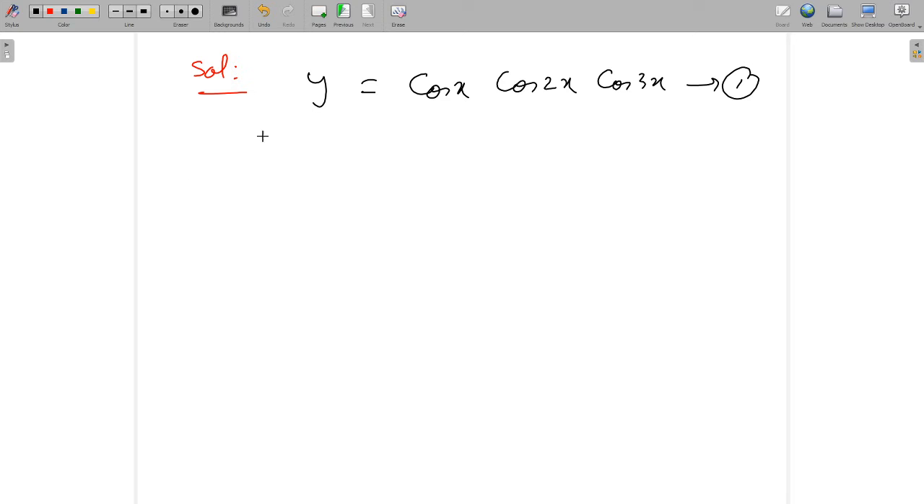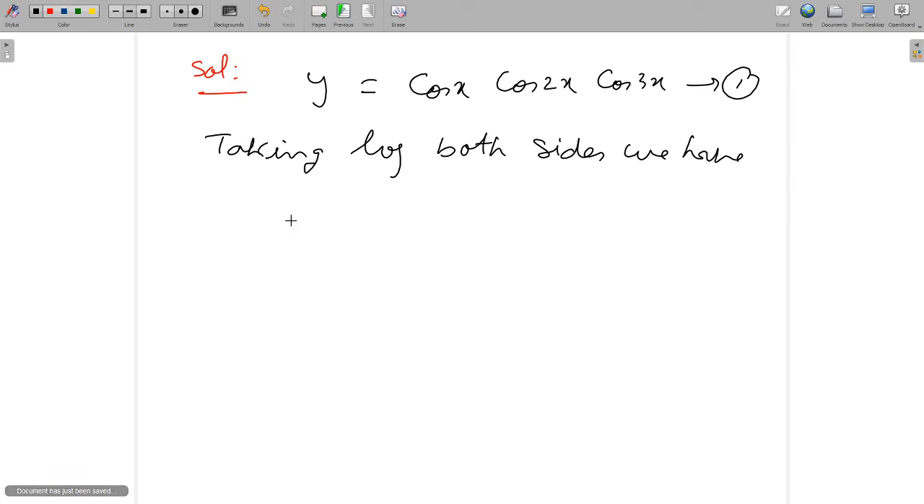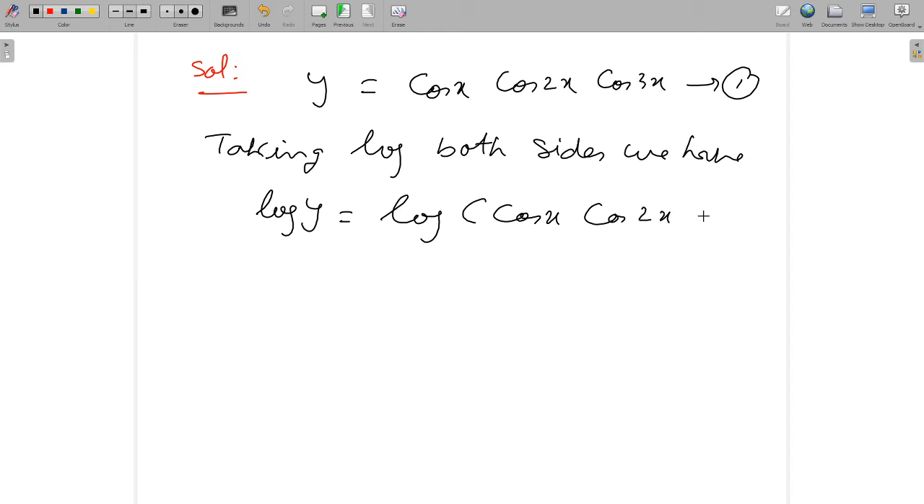Now taking log both sides, that is, taking the log function on both sides. As I told you earlier, the base is to be taken as e, which we need not write. Taking log both sides, we get log y equal to log of cos x into cos 2x into cos 3x.